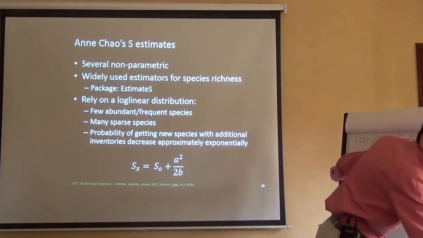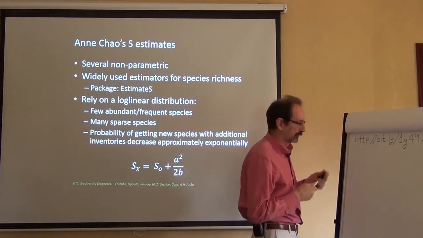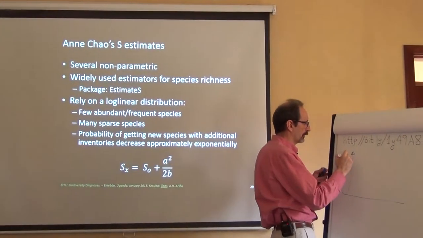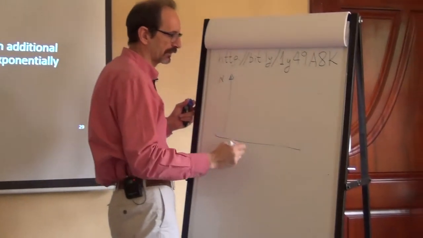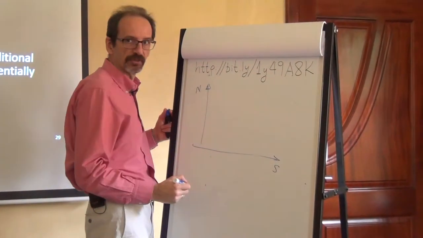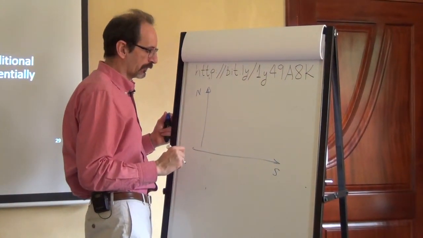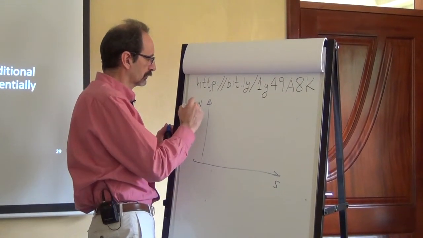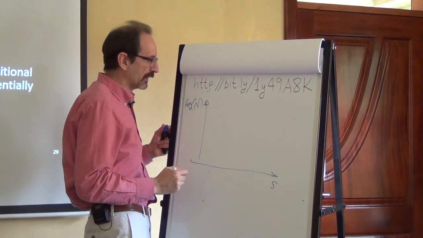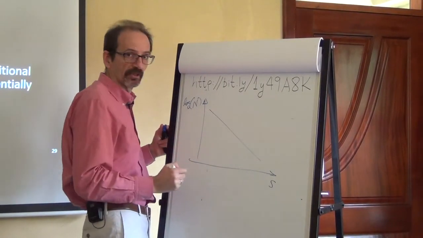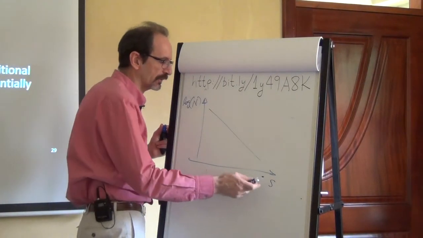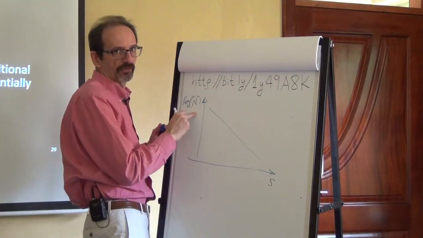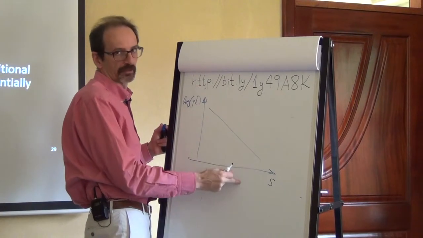Are you familiar with the Whittaker plot? We take here the number of individuals, and we put here the species ordered from most numerous to least numerous, and we use this in log terms. And a Whittaker plot is basically something like this, which means that the relationship between species and frequencies or abundances is basically log linear, right?